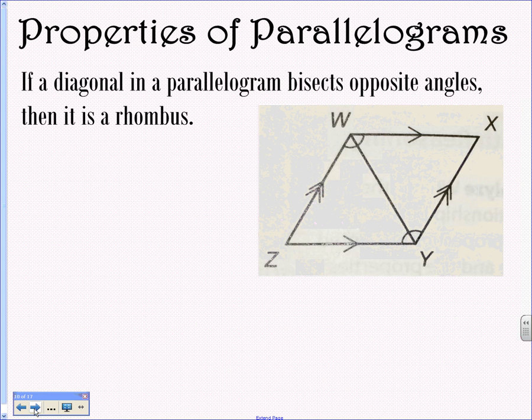Okay. Looking at another property. This is the last property for today. If a diagonal bisects opposite angles, it has to be a rhombus.